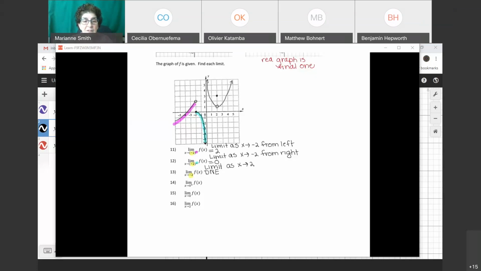This is a good space to stop. So I'm going to stop here, and we'll continue with this next time, because the other limit questions are about this point up here. So this is a good place to stop. I'm going to stop sharing my screen for a minute and come back to the meeting.